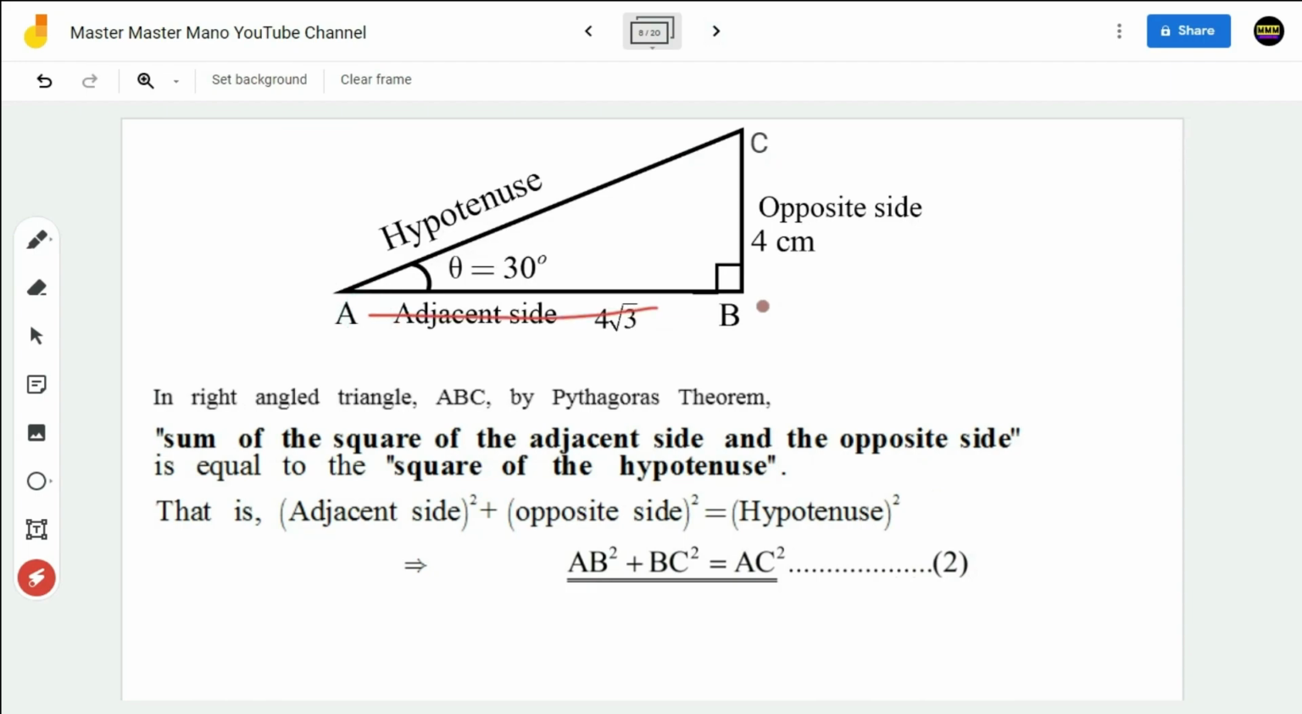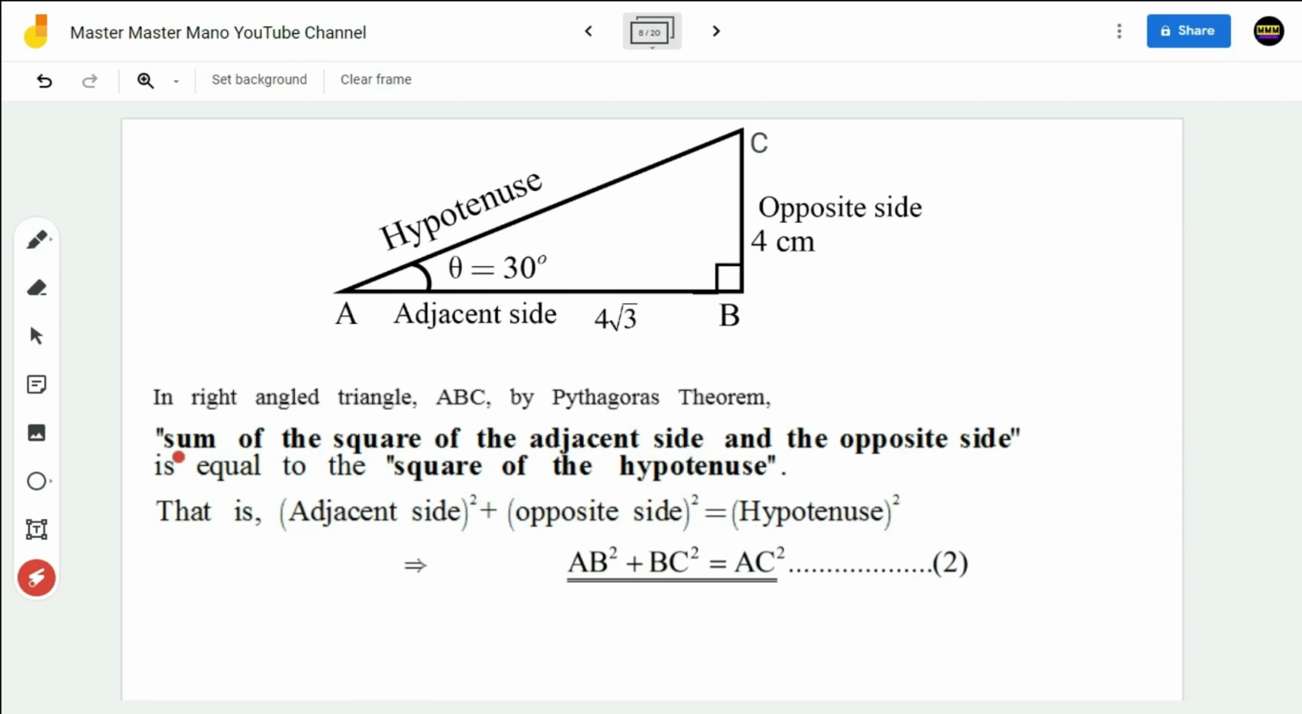This was the given right angle triangle. The length of the opposite side BC was given in the problem itself. The angle BAC was given as theta equal to 30 degree. We found the length of the adjacent side AB as 4 root 3 by using the trigonometric ratio tan theta. Now we are going to find the length of the hypotenuse AC by using the Pythagoras theorem.